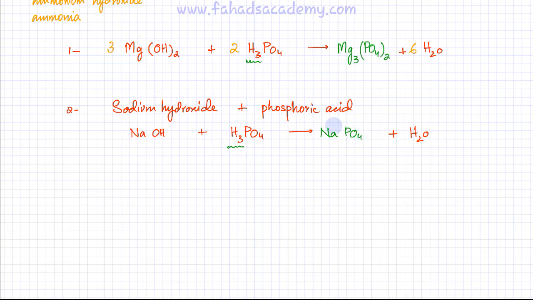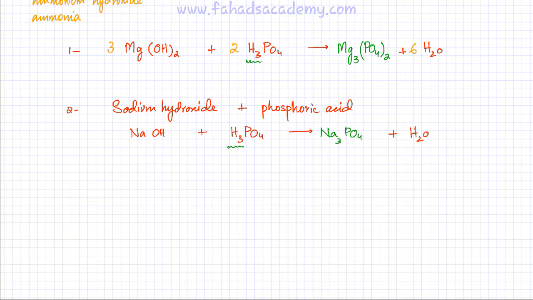Na is 1 plus, PO4 has a charge of 3 minus, so the formula using the crisscross method would be Na3PO4. That would be the salt that would be produced. Get rid of the positive and negative charges. The overall charge is going to be 0, and I need to balance this equation now.